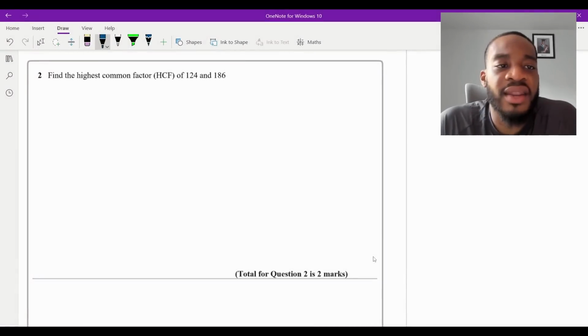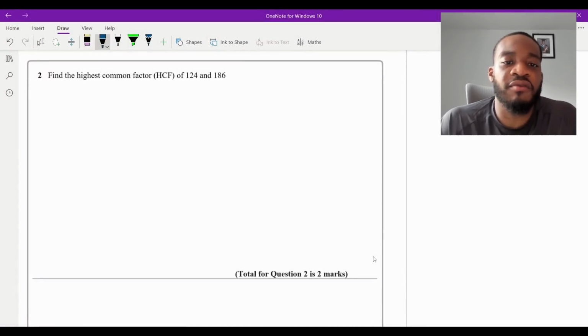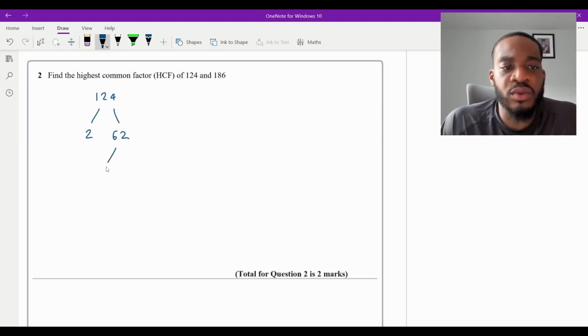Okay, so question two says find the highest common factor of 124 and 186. So first, I'm going to draw two factor trees. So 124 is even. So that's going to be 2 and 62. This one's going to be even again. So it's going to be 2 and 31. And 31 is prime, isn't it? So I can actually say 124 is just equal to 2 squared times by 31.